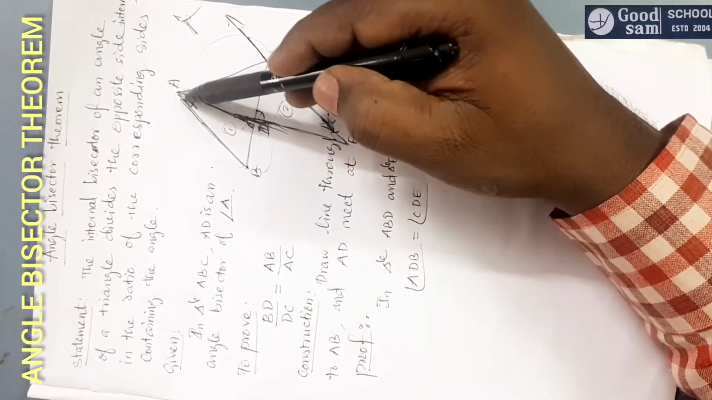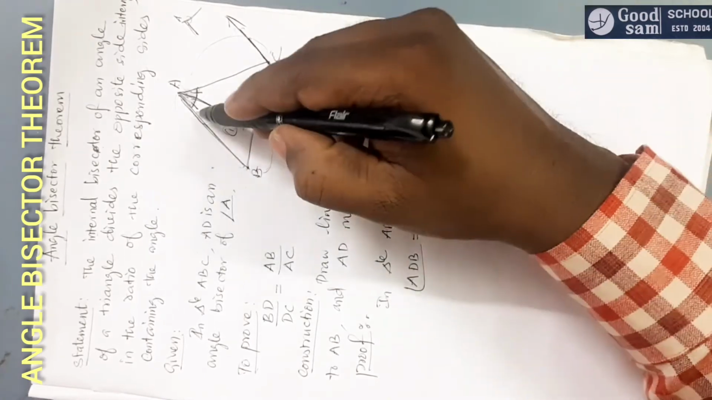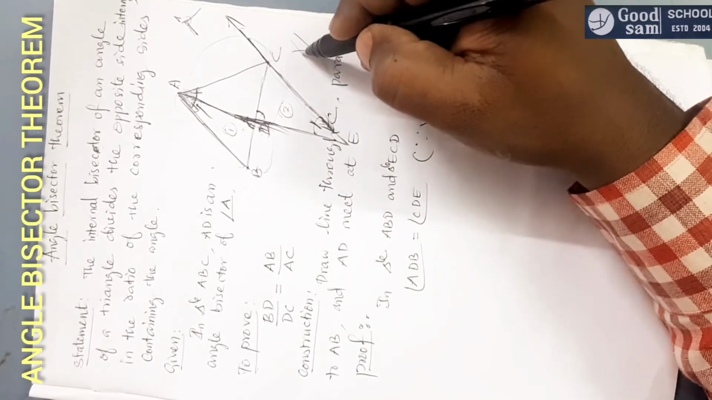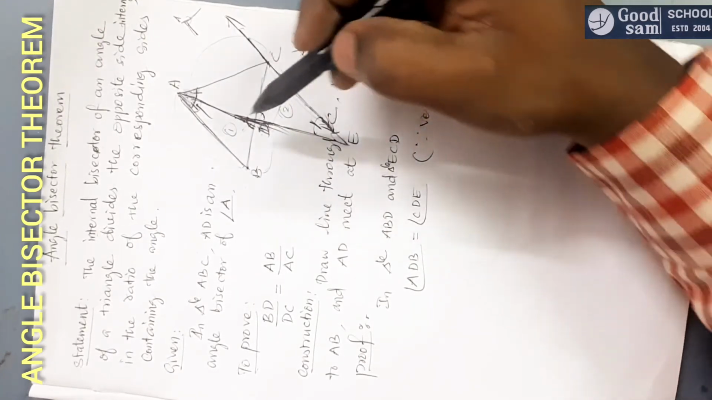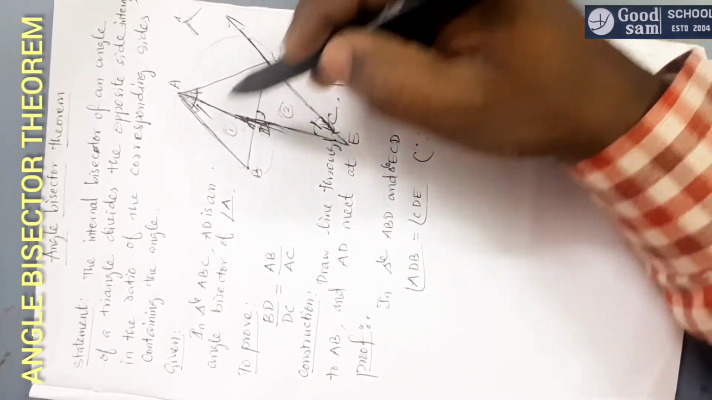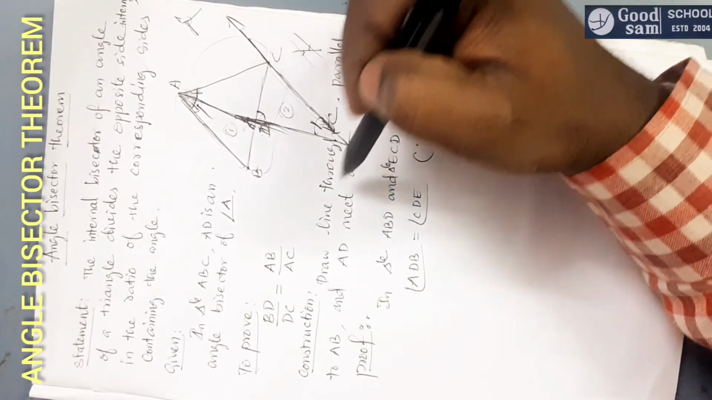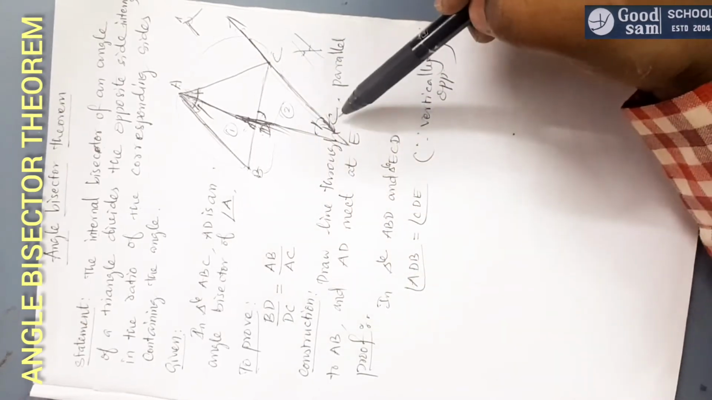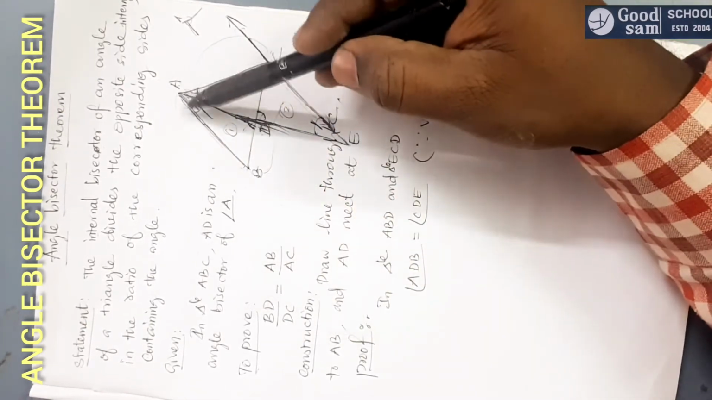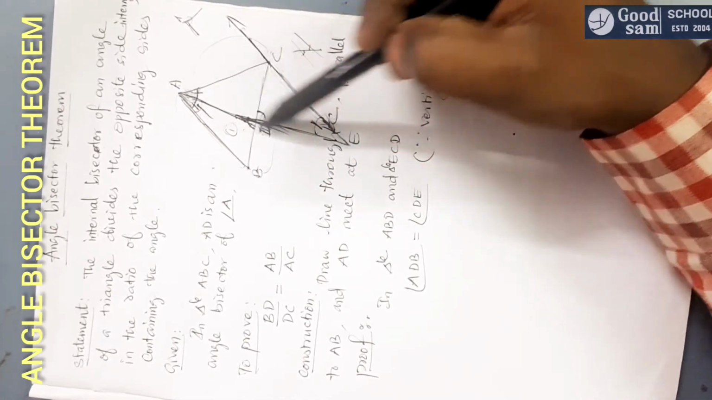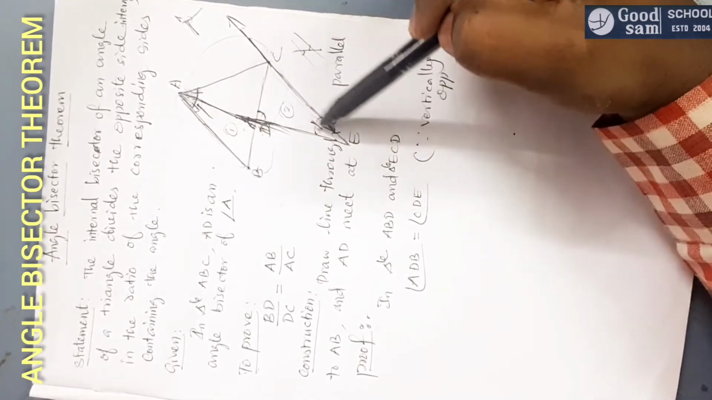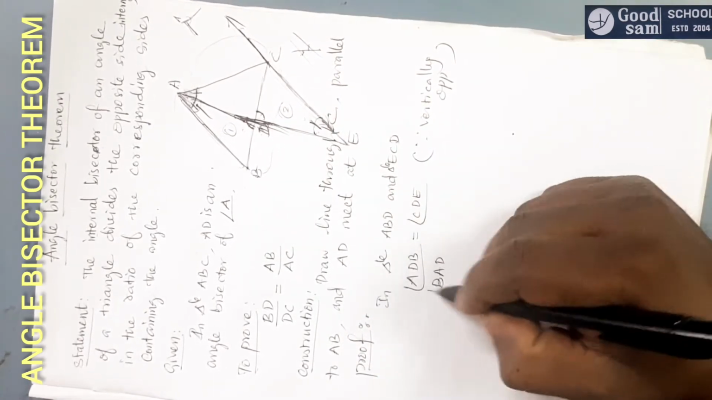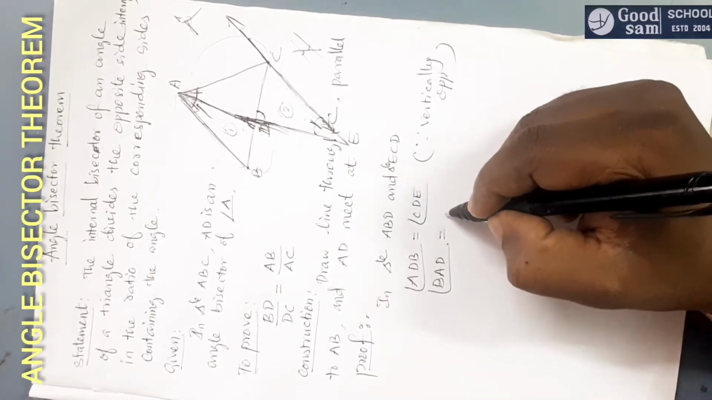Then these two lines are parallel, so these two angles will be equal. Similarly it is like a Z. So these two are parallel. Look here in the construction, this line is parallel to AB. So these two lines are parallel, and these two angles are equal because they are alternate angles. So angle BAD is equal to angle CED.